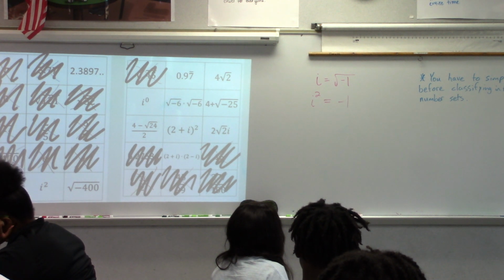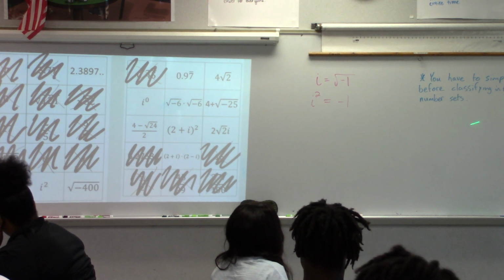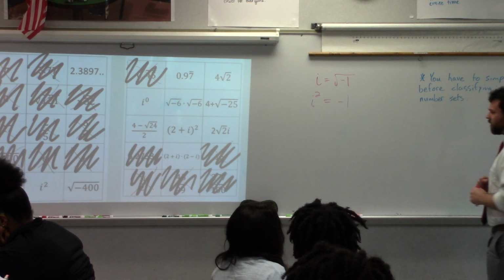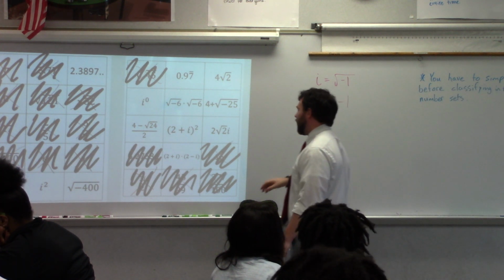Simplify. Oh, look at the whole board. You have to simplify before classifying in the number sets, right? Okay. So I'm going to address a couple of these and talk through some important details to keep in mind.